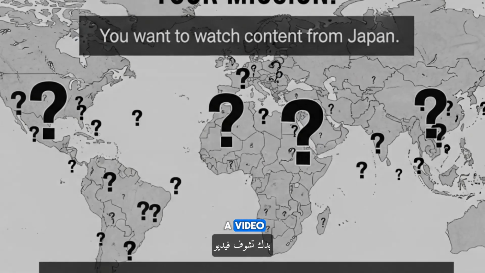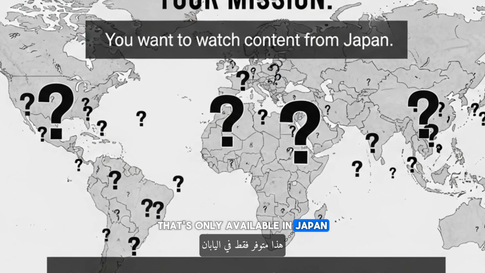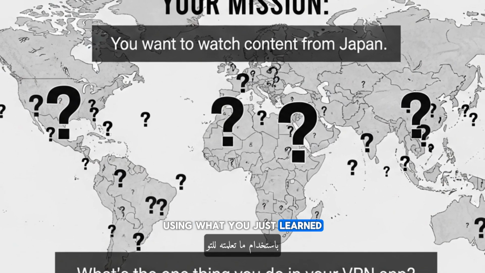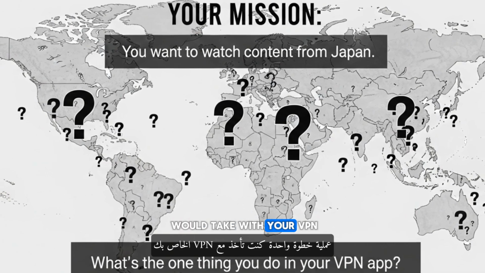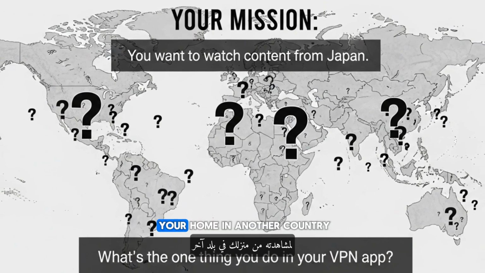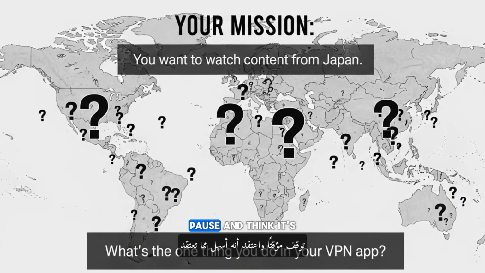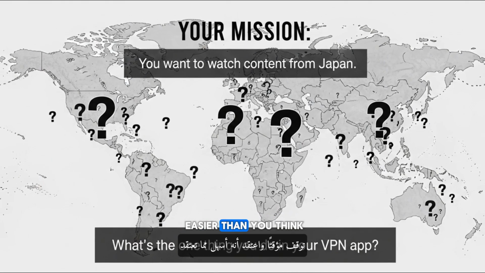Imagine you want to watch a video that's only available in Japan. Using what you just learned, what's the simple, one-step process you would take with your VPN to watch it from your home in another country? Pause and think. It's easier than you think.